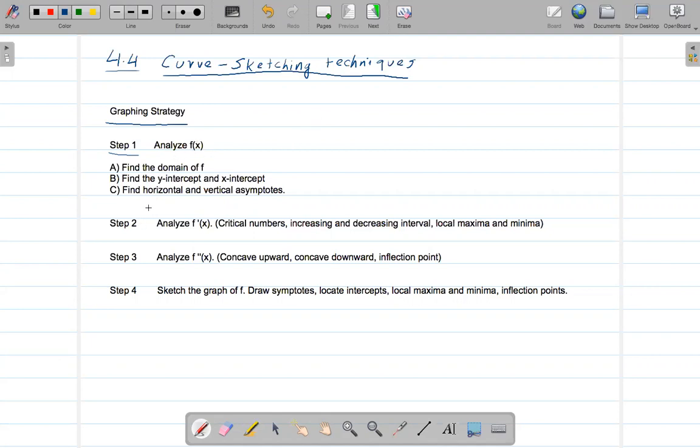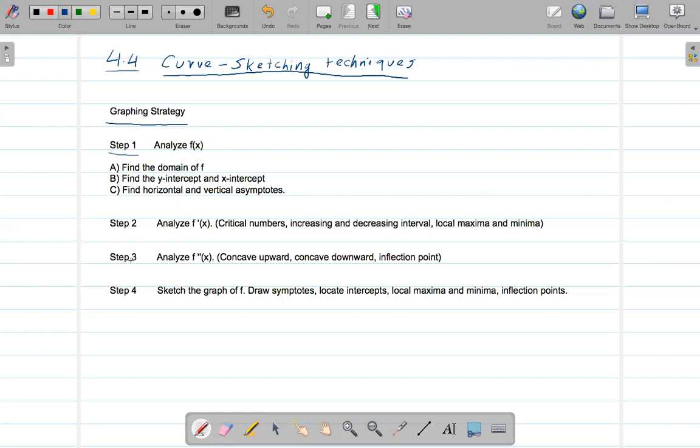All right, so the first step, the f of x will be given, and from f of x, I can find the domain of that function. I can find the y-intercept and x-intercept of the function. I can also find the horizontal and vertical asymptotes of the function if they exist, right? And similarly, still on step 2, I can get the first derivative of f of x, and after we get the first derivative, I can find the critical numbers, increasing, decreasing intervals, local maxima, minima, by making the sign chart.